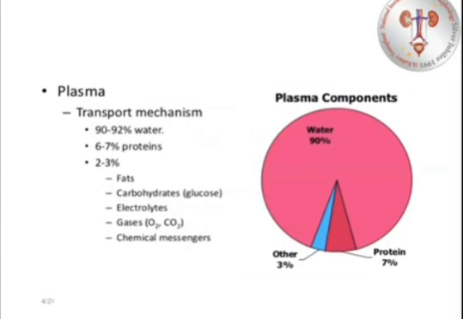This is the constituents of the plasma components. As we all know, the transport mechanism in blood is the plasma, which is composed mostly, 90 or 92% of it, of water, and almost 7% is protein, and around 3% fats, carbohydrates, electrolytes, gases, chemical messengers, etc. So this is the plasma component, and we'll see now how this will affect the procedure of apheresis.